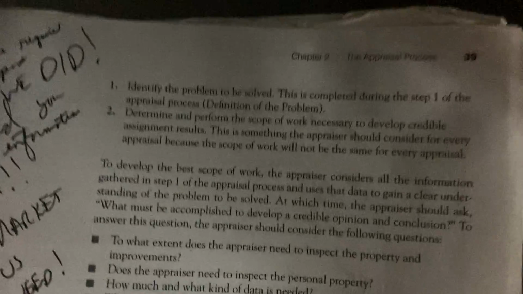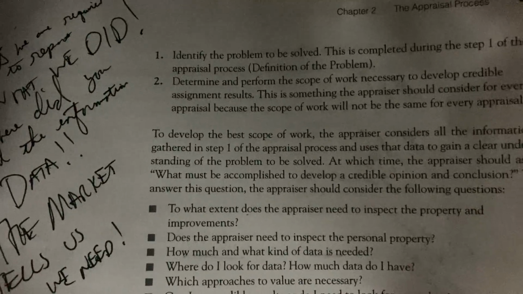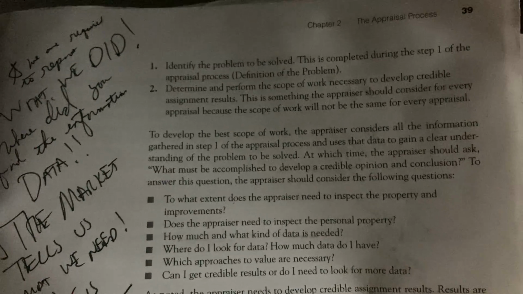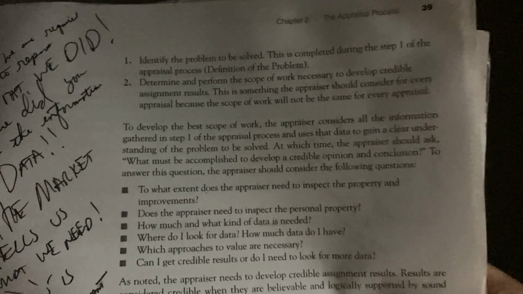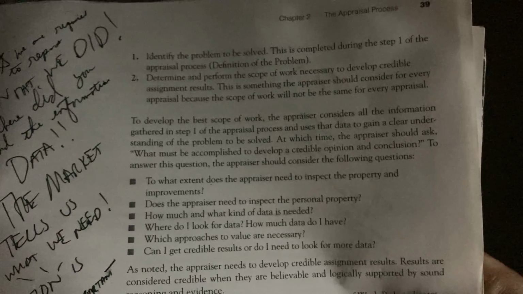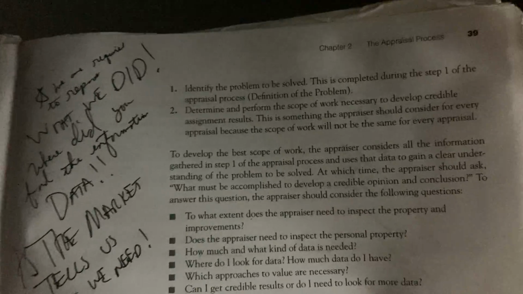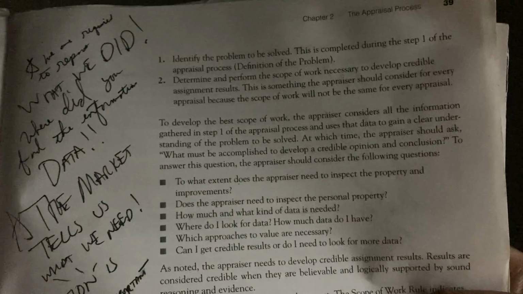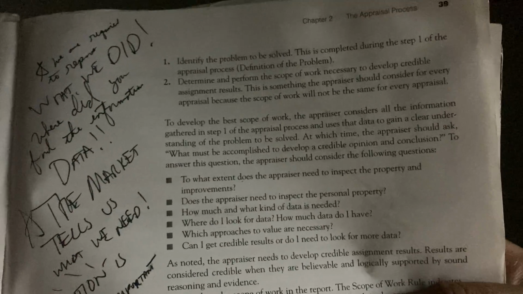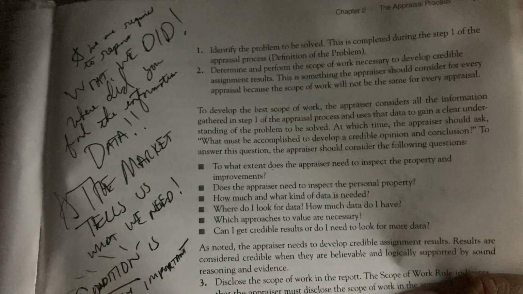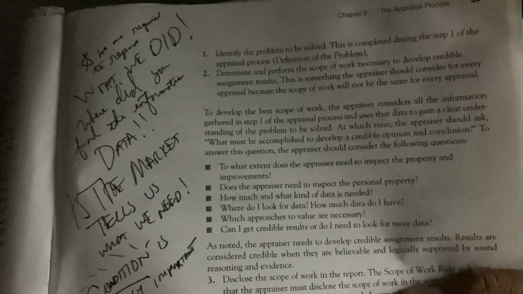Basic Appraisal Principles, page 39. 1. Identify the problem to be solved. This is completed during step 1 of the appraisal process, definition of the problem. 2. Determine and perform the scope of work necessary to develop credible assignment results.